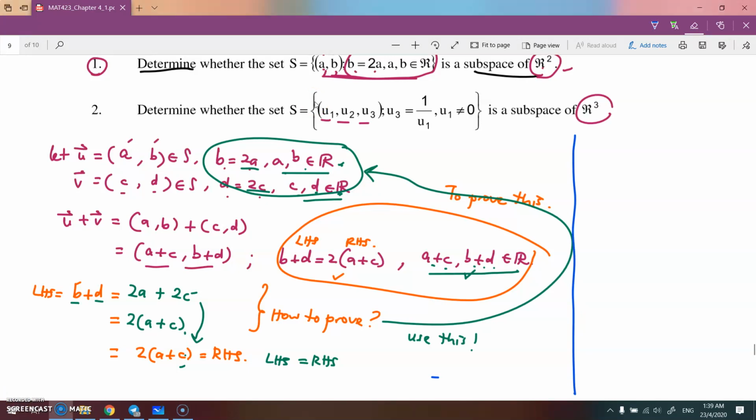For the second condition, we have to find kU. So kU is k times AB. You just expand it, so you will get kA, kB. So what is the condition? B equal to 2A. Again, your B now becomes kB and your A becomes kA. So again, you have to prove this.